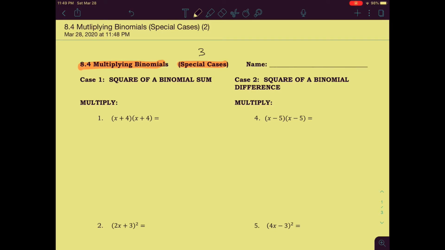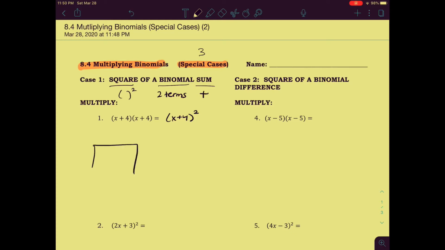And so in this first example here, we're going to be looking at the square of a binomial sum. When you square something in math, you take it to the power of 2. A binomial has two terms, and the word sum implies addition. So if you look at number 1 here, we have x plus 4 times x plus 4, which you can think of, or you can rewrite, as the quantity of x plus 4 squared. And if you notice, x plus 4 is my binomial sum, right? I'm adding up two terms and I'm squaring it. And that's what we mean by the square of a binomial sum.